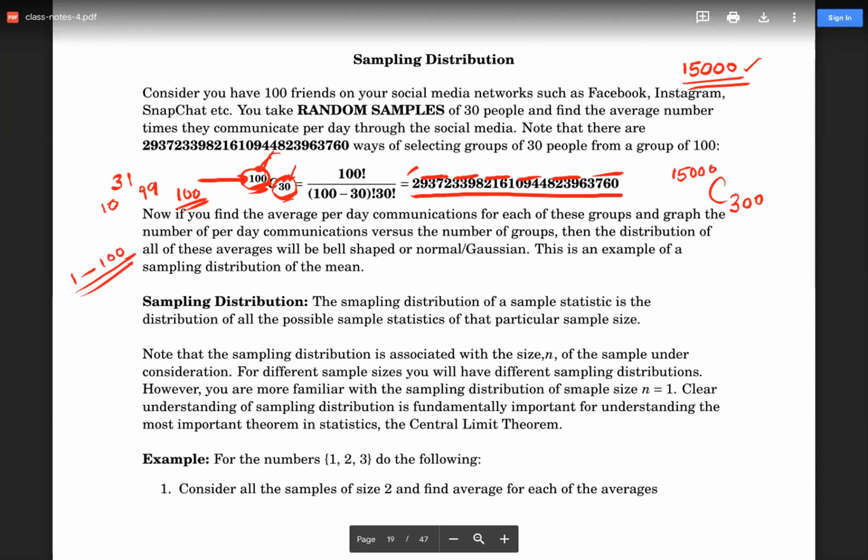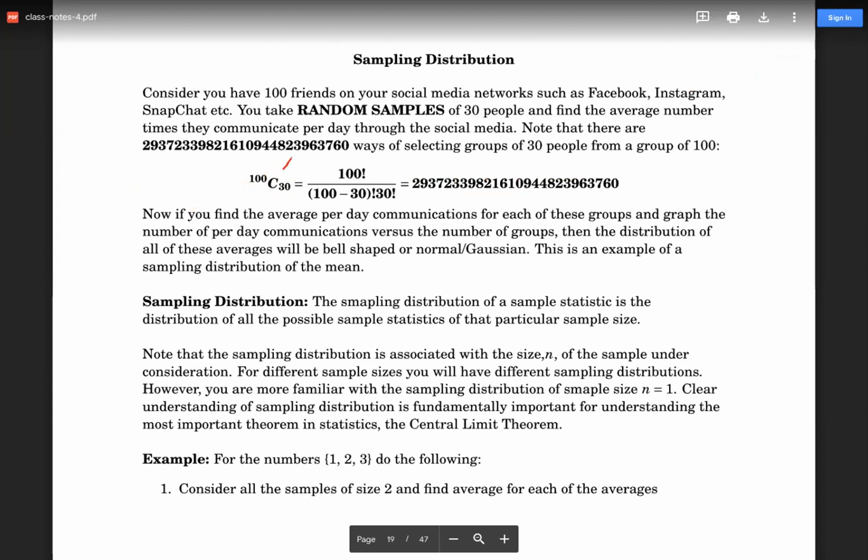Now, sampling distribution is the distribution of the sample averages for a particular sample size. Sampling distribution is the distribution of sample averages of a particular sample size. So for instance, for this one, I took a sample of size 30, right? How many such samples am I gonna have? This many. Each of these samples is different, and for each of these samples, I'm gonna get an average.